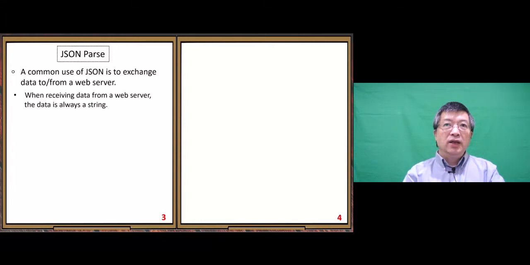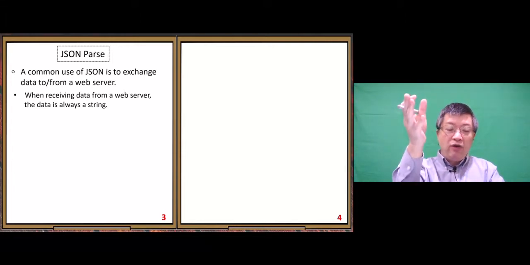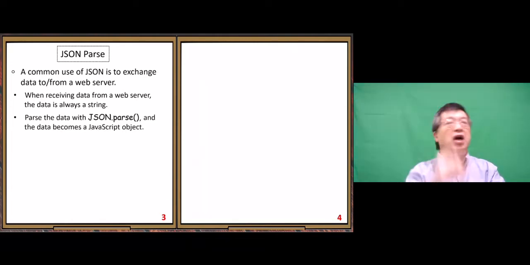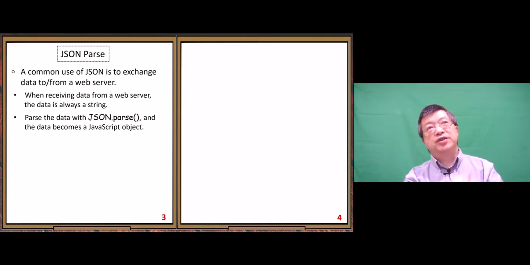So when we do it, our data is in string format. Then we call this method, and we convert it to a JavaScript object. We saw this in the previous video through some examples. So here we know it.